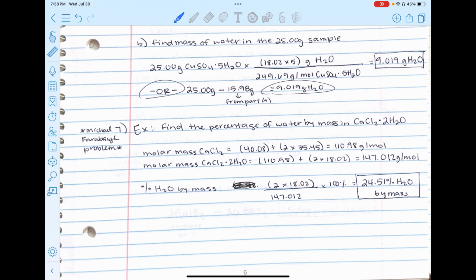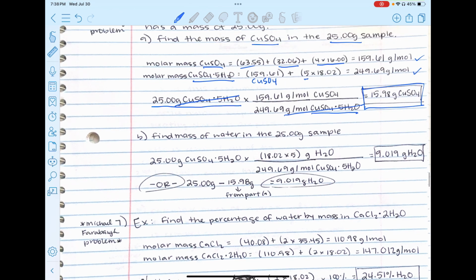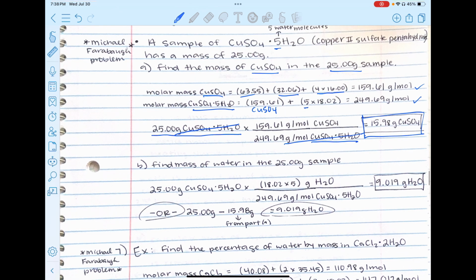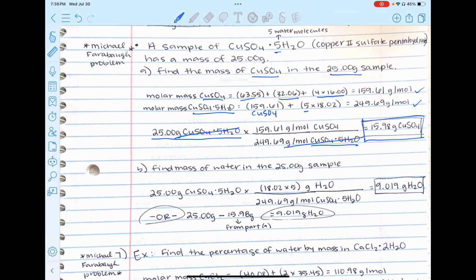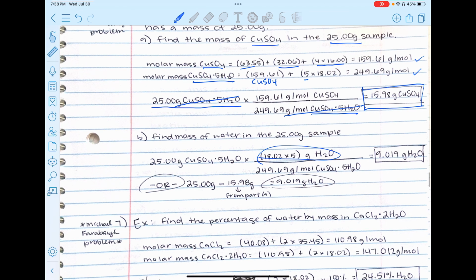Okay, same situation again. A couple of different ways we could do this. We could set it up the same way we did before, start with our 25 grams of copper sulfate, but this time put the molar mass of the water on top, divided by the molar mass of the whole thing, which we'd already found, or, since we know that it only has 2 parts, it has copper sulfate and the waters, or the hydrate part.